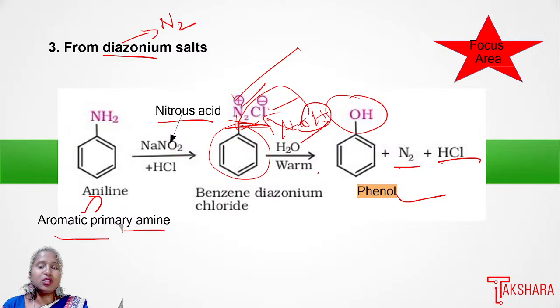So the conversion of aniline to phenol takes place in the presence of nitrous acid as well as water and warm condition. So that is how we prepare phenol from diazonium salts.